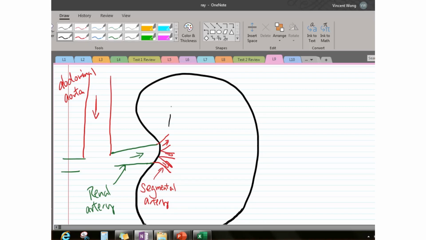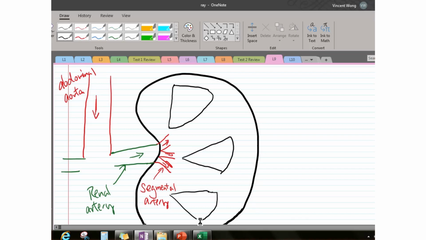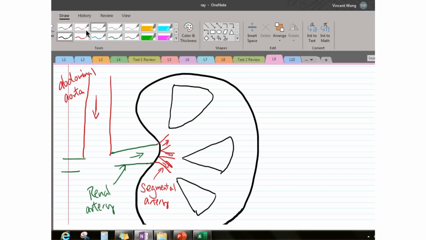So I'm going to put some pyramids here. There's one pyramid. A pyramid kind of looks like a lemon wedge. So there are some pyramids. Of course you might have more, there are definitely more than three. But the point is this.